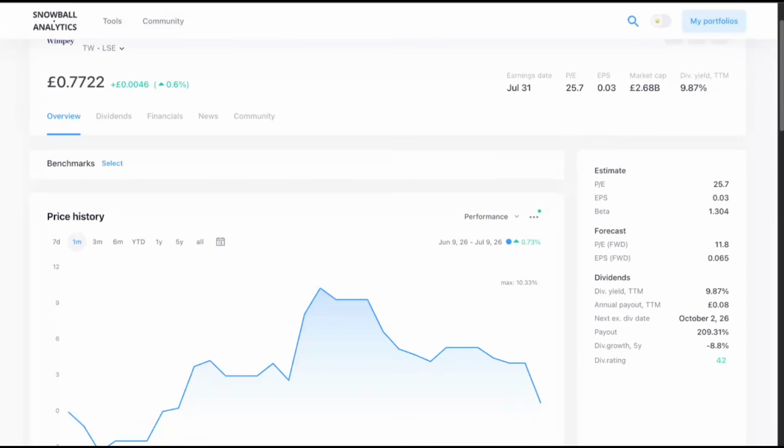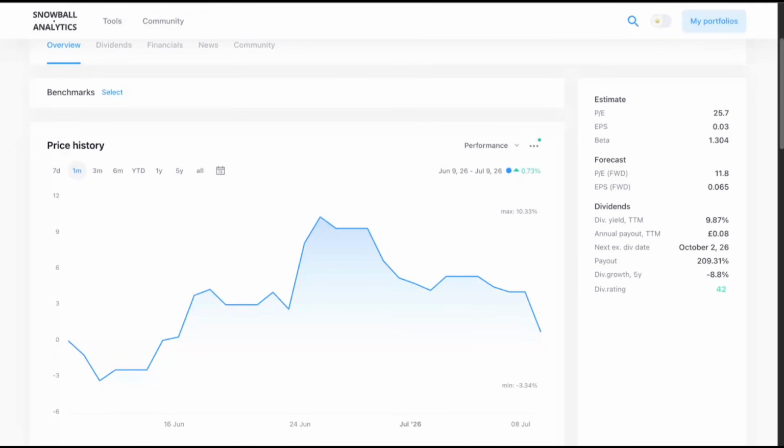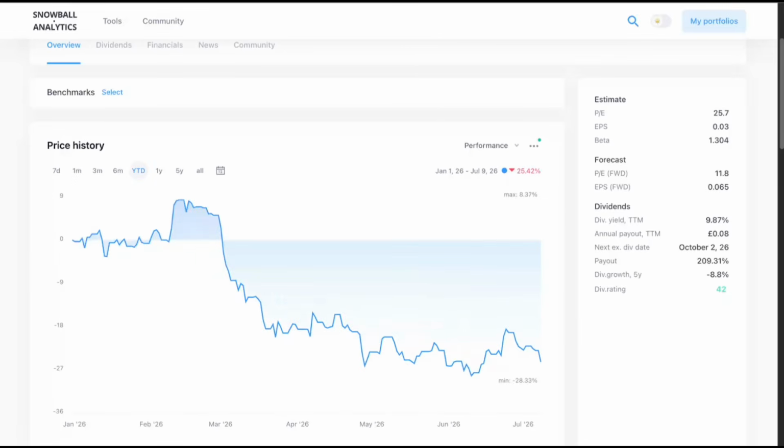And that leads us on to the final position I'm going to be adding to for this month, and that's going to be Taylor Wimpey, stock ticker TW. They have the biggest dividend yield in my portfolio at close to 10%, and over the past month they're basically flat. If we do zoom out though and look at year to date, we can see they're down 25.5%, which is why I think right now's a great opportunity to add to my position.